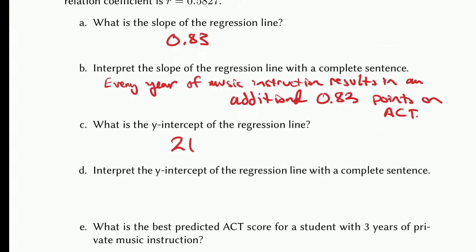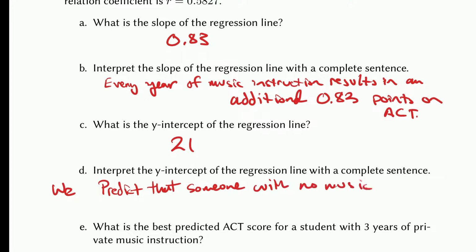And then what does this mean? What this means is that we predict, here I'll write it down. This is sort of like what Newton had in their answers. They said something like, we predict that someone with no music would get 21 ACT or something like that. So I forget. It was a multiple choice. You remember if you did the homework, which some of you did, hopefully most of you did. But it was something like that, that we're predicting that someone with no music instruction would get a 21.